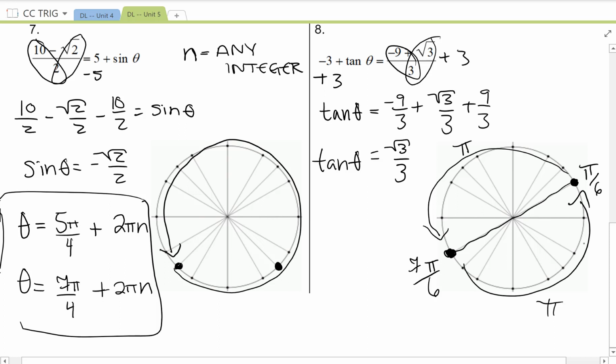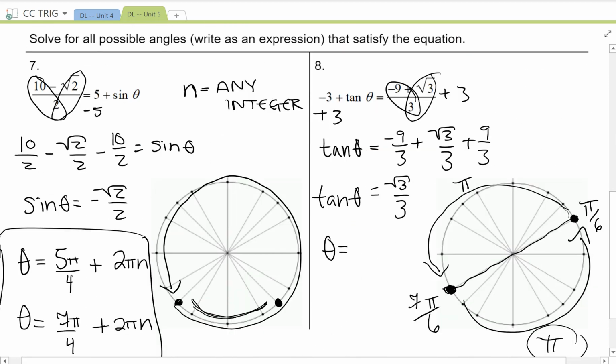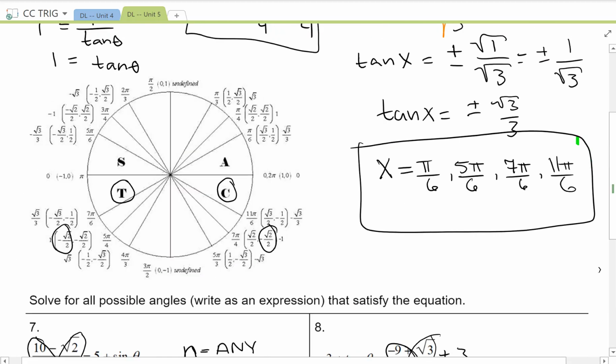And it doesn't matter how many times I add pi to pi over 6. If I add pi, I get 7 pi over 6. If I add pi again, I get 13 pi over 6. Or if you subtract, anytime you add any amount of pi, you will get another solution. So for tangent, instead of writing theta equals and having to write two separate expressions, tangent will always give you solutions that are pi distance away from each other. So you can always write, and we usually start with the smaller one. It just kind of makes more sense to me.